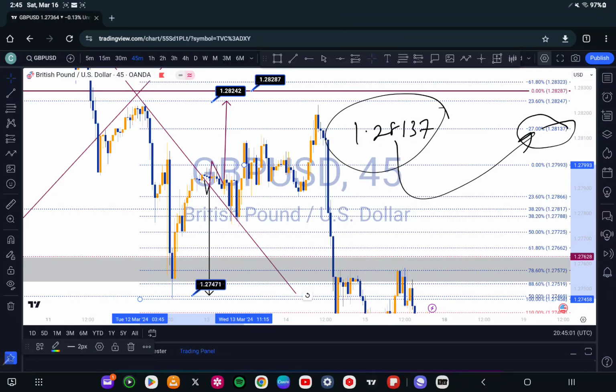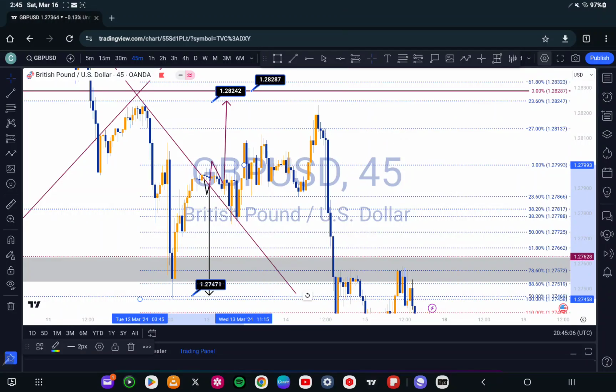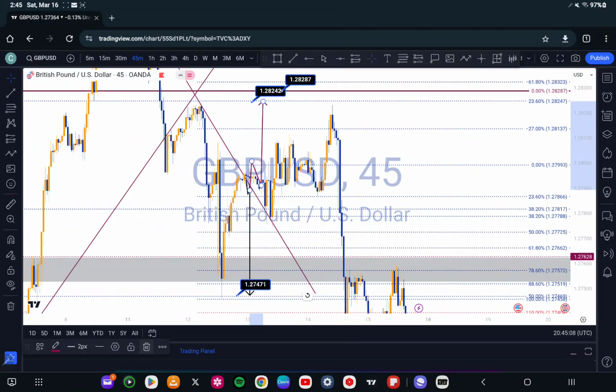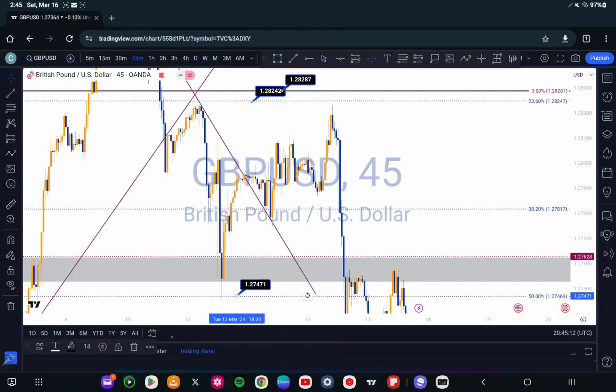Just like majority of the time, my TP area I get at the 27% level. But I'll be honest, I didn't take the trade because I was certainly more biased towards a sell than a buy, which is okay. You can't take all trades.